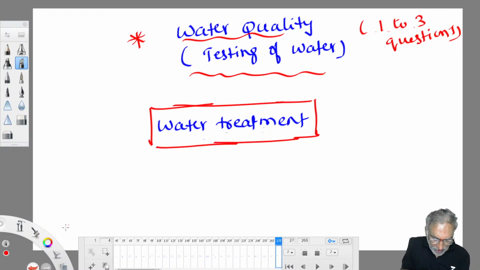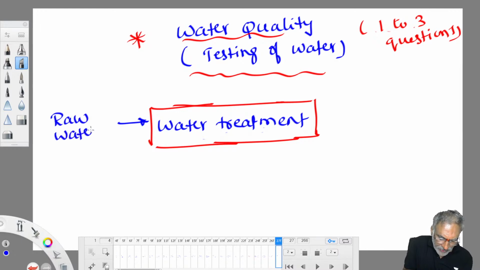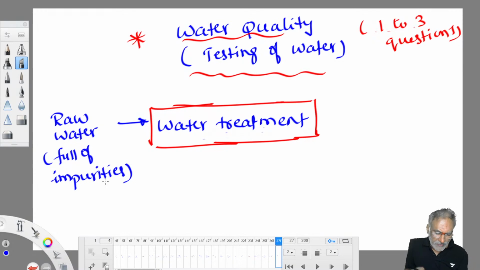Before treatment, whatever water we collect from a source is called raw water. Raw water is full of impurities. Good impurities are there, bad impurities are there. There are some impurities which are good in water. So good impurities we ignore, bad impurities we remove by water treatment, by purifying the water.